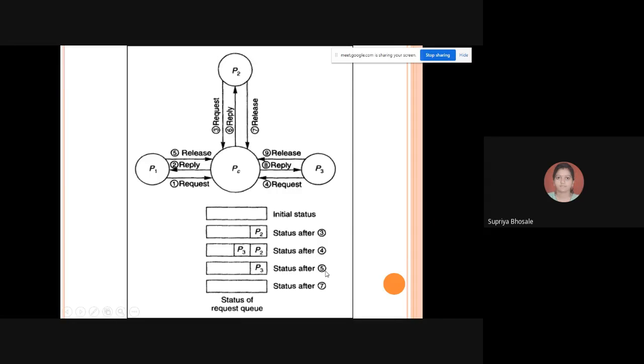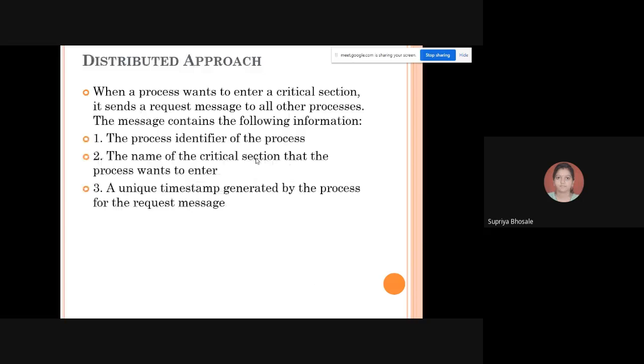And then when this P2 machine sends the release message, at exactly that time P3 will enter into the critical section. So again the queue will be empty. After completion of P3's task, he will send the release message to the coordinator. So this is the centralized idea of maintaining all the requirements for the critical section. And then we have seen the distributed approach.